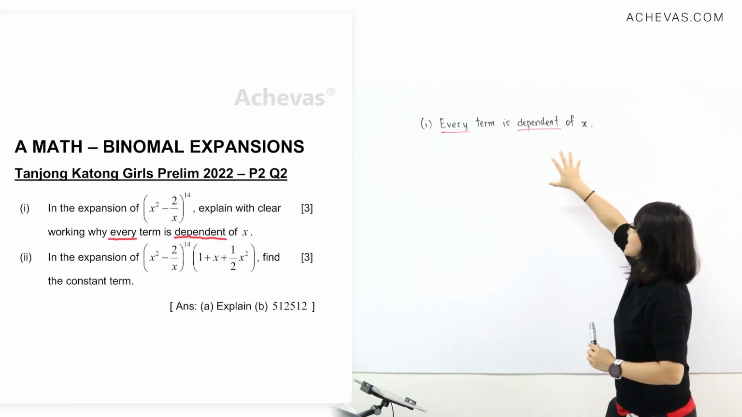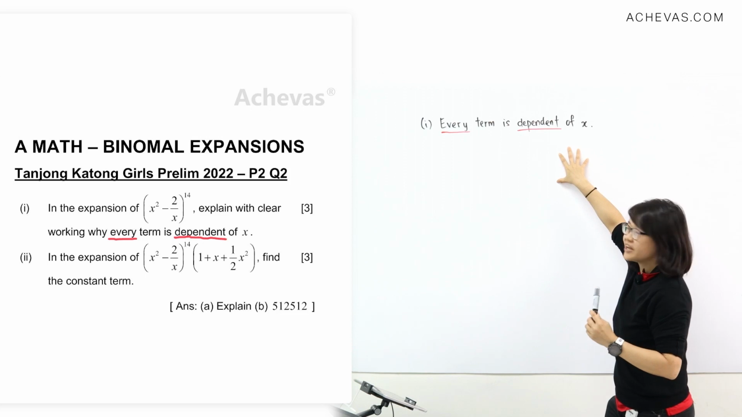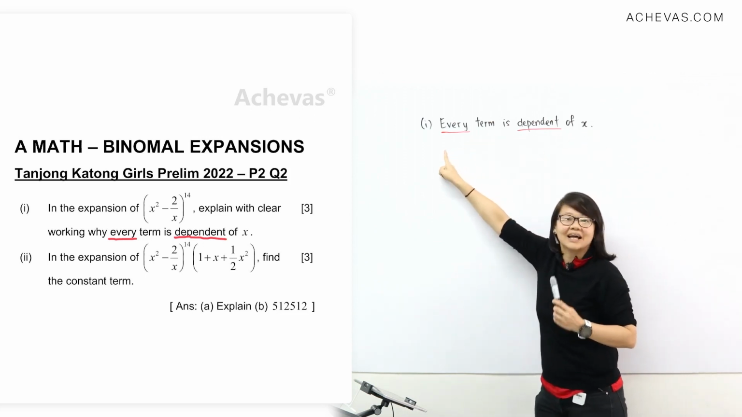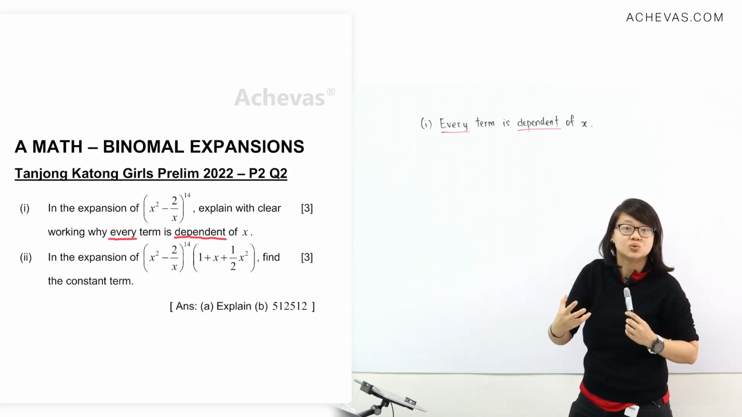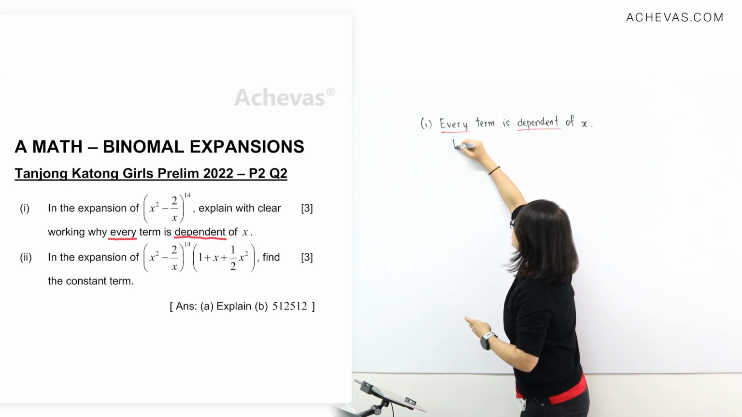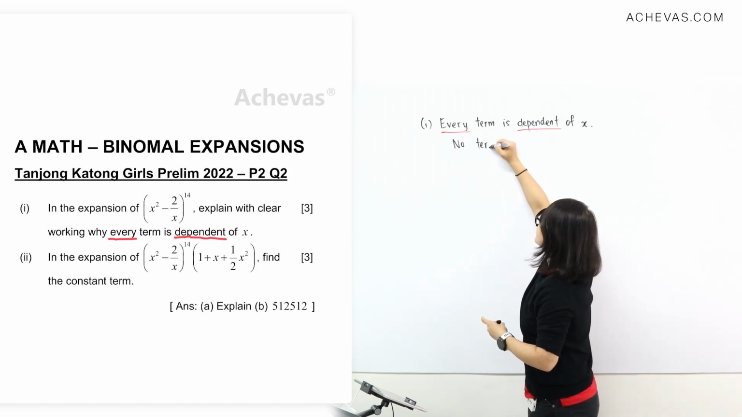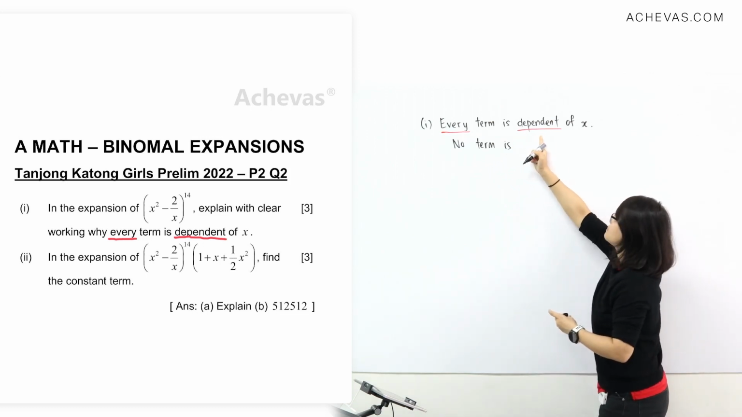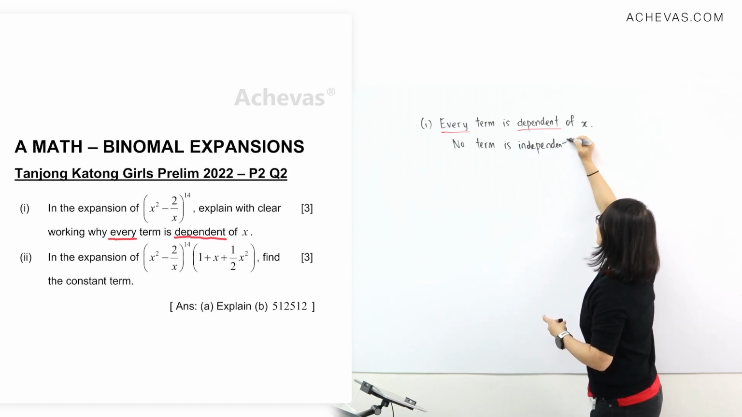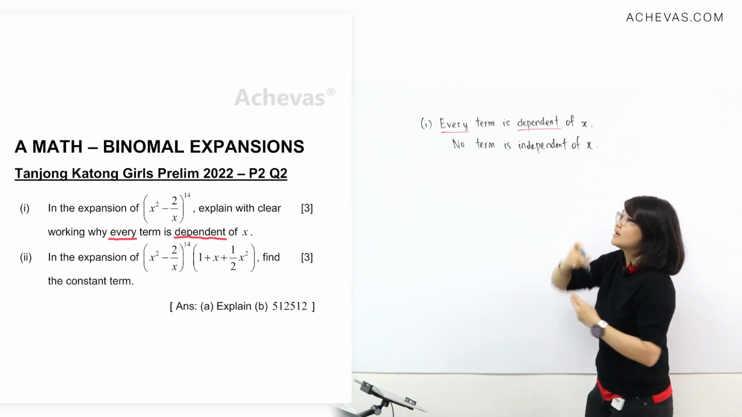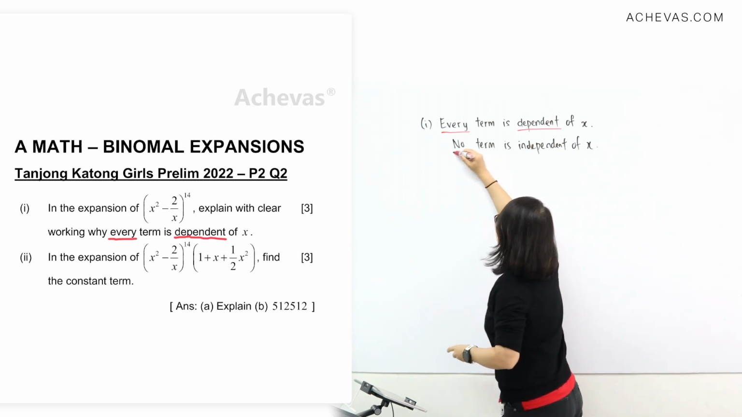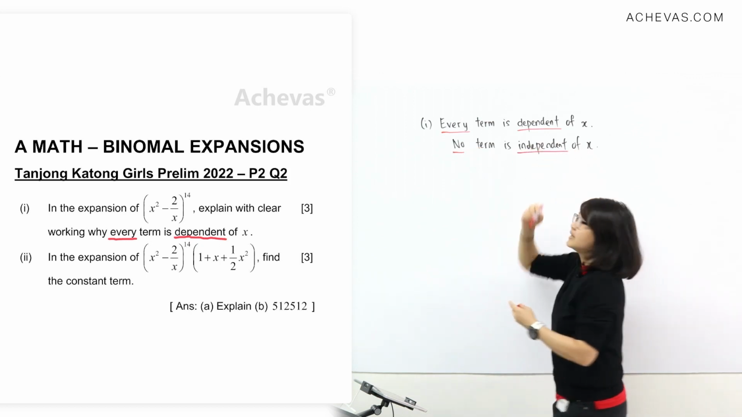However, let's take a look at this sentence here. We can rephrase "every term is dependent on x." Look at the underline in red. I'm going to reverse these two words. So instead of saying "every term," I'm going to switch "every" to "no term," and I'm going to switch the word "dependent" to "independent of x." Now read the sentence again. "Every term is dependent on x" is the same as "no term is independent of x."